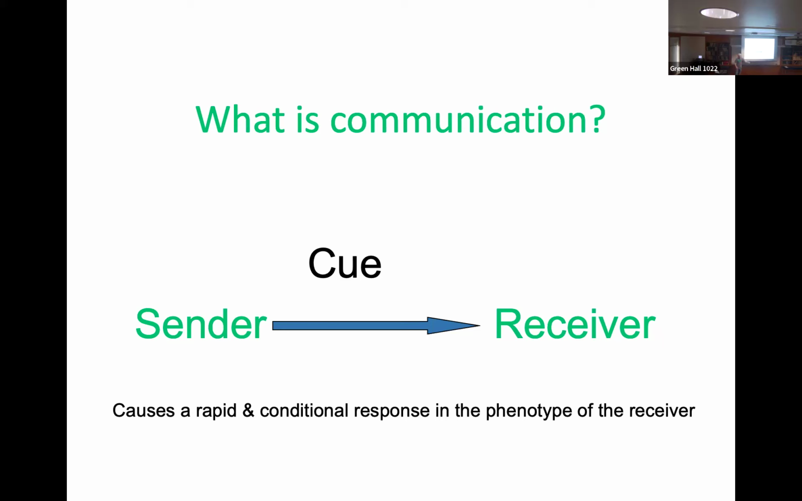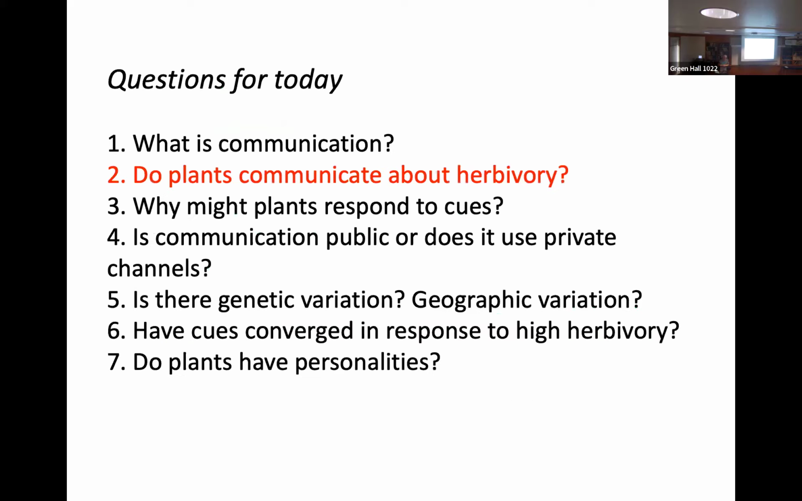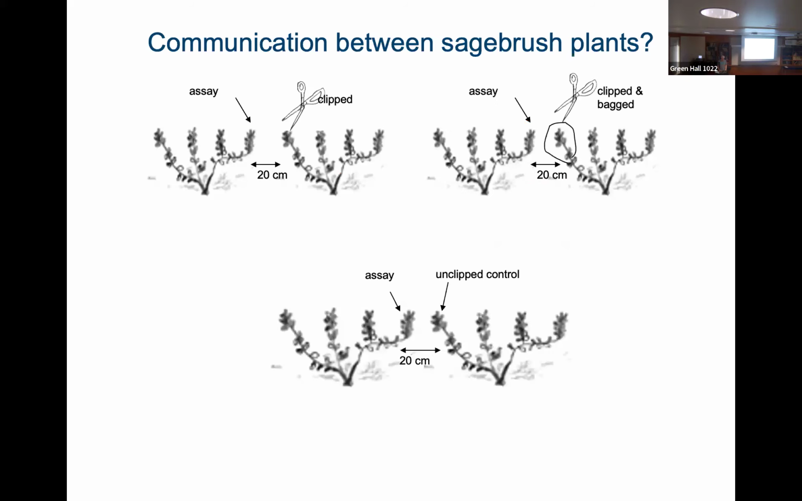And this is what I mean, that a cue is emitted when a plant gets attacked by its herbivores, and other tissues on that same plant, other neighboring plants can perceive that cue and respond to it. So I'm particularly interested in the possibility that plants are communicating or eavesdropping on one another with regard to damage by herbivores. And I hope that I convince you that this actually happens.